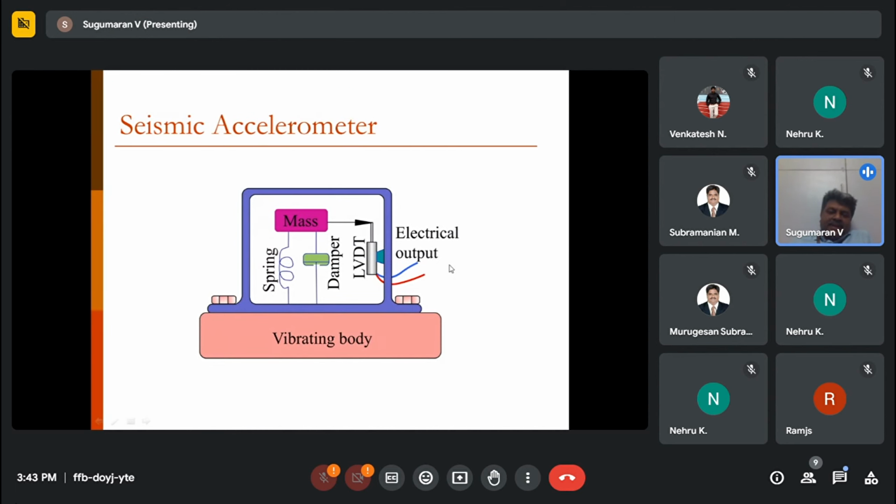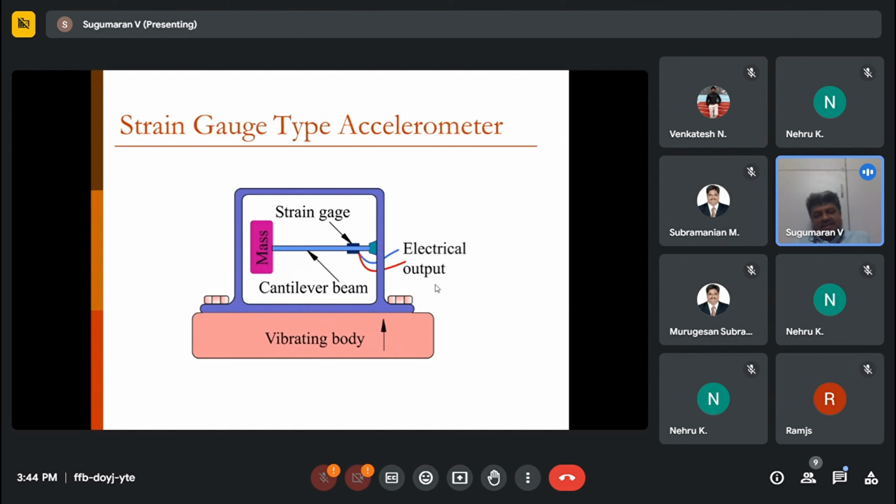This is a seismic type accelerometer where you have a spring mass damper arrangement. There is a spring, there is a mass, there is a damper, and all together forms a spring mass damper system. Here you have the vibrating body. The body now vibrates in the vertical direction. As it goes, the mass moves up and down, and connected to that is an LVDT lever, and the LVDT core also moves up and down. Proportionally, you will have an electrical signal that you can take out. This kind of sensor, you call it a seismic accelerometer.